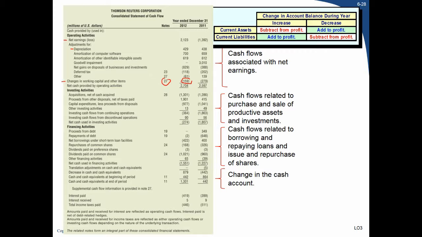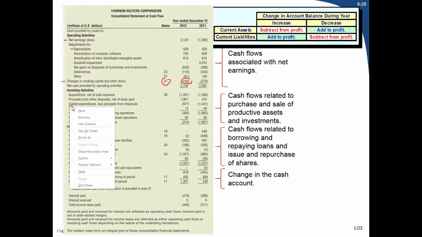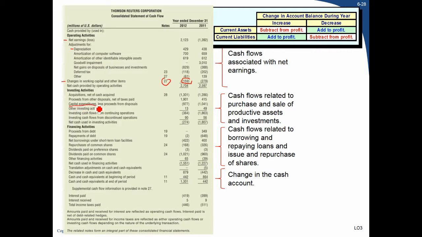If you were to go to that footnote, it would show the breakdown of all the increases in AR, decreases in AP, etc. Okay, but because the statement is already so long, they didn't want to show it all. So you could go to footnote 27 and see the detail of that. Investing activities. Capital expenditures. That's purchase of property, plant, and equipment. In this case, less proceeds from disposals, so they net it.